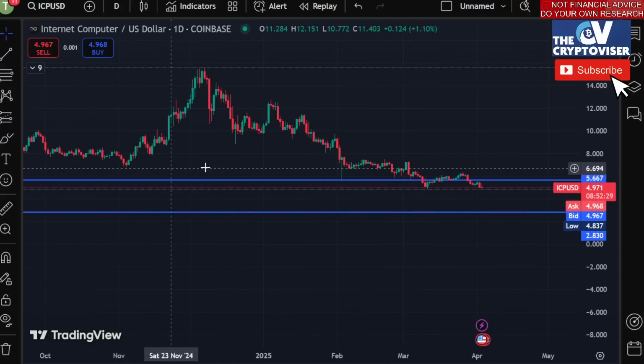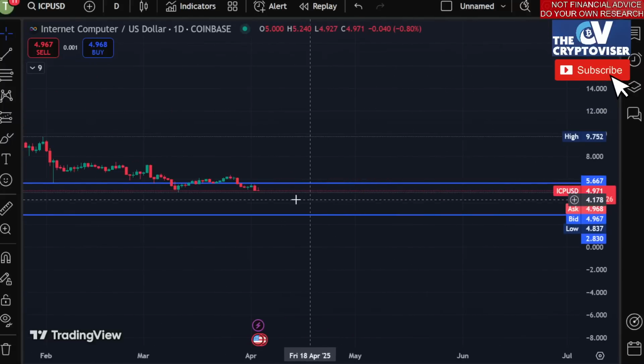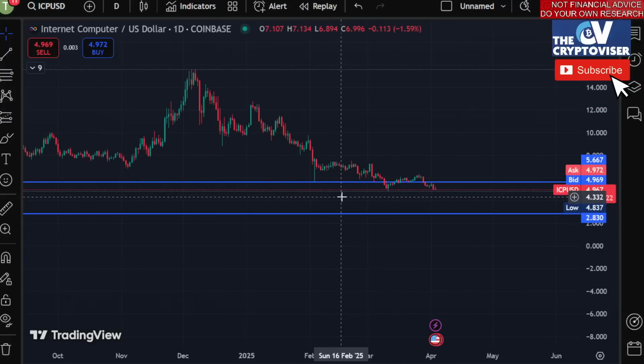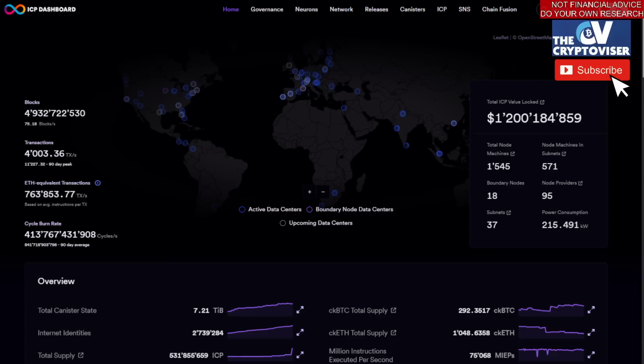So we have a double bottom on the year. We have a double bottom basically on the 1 or 2 month chart. And all the other things that are going on in the Internet Computer ecosystem make me extremely bullish. And we're going to be exploring some of those right now.